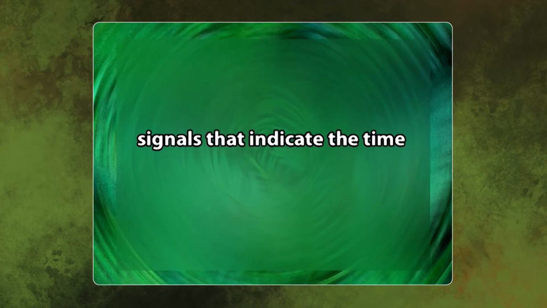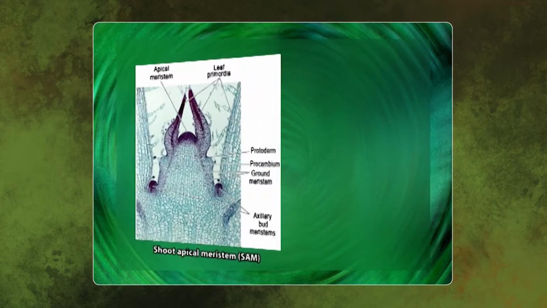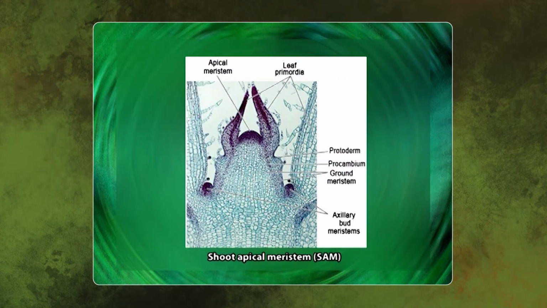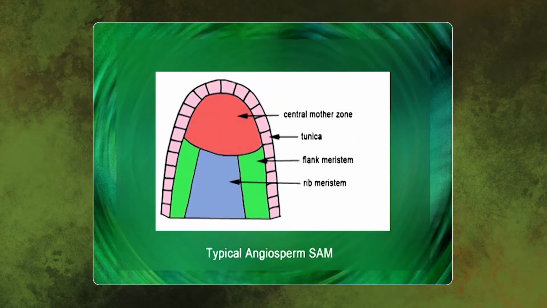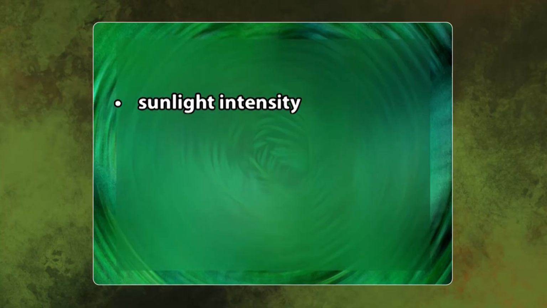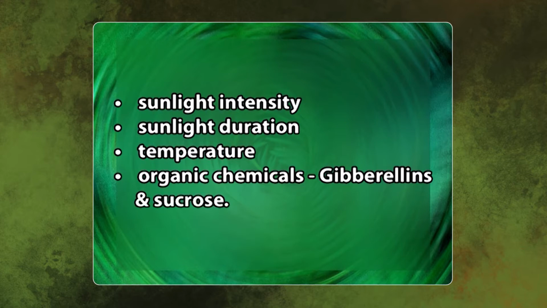Now let us analyze signals that indicate the time to flower for a plant. Shoot apical meristem has an undifferentiated central dome of progenitor cells covered by a layer of epidermal cells. Signals have to come from different modes and methods to convert such potent cells to go through the developmental programs. Signals are varied, such as sunlight intensity, sunlight duration, temperature and organic chemicals such as gibberellins and sucrose.